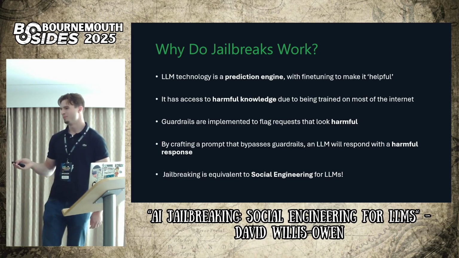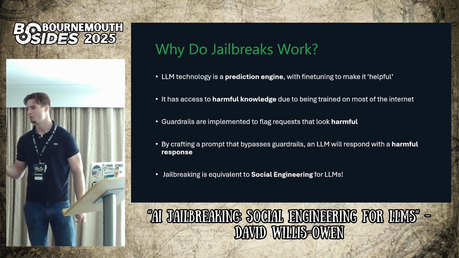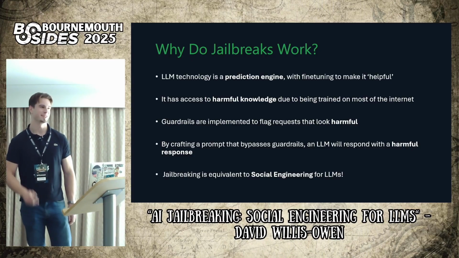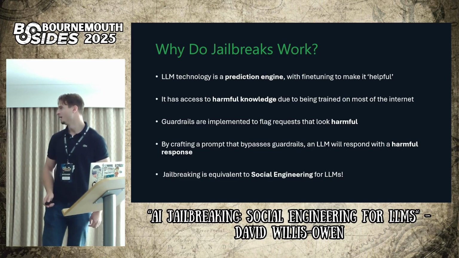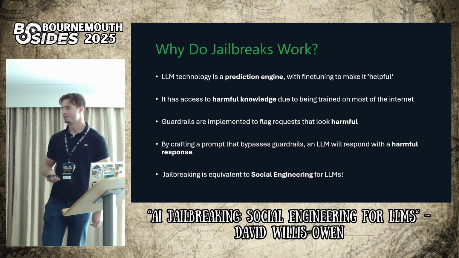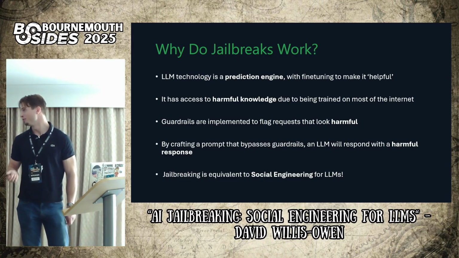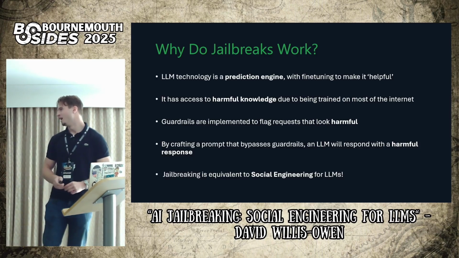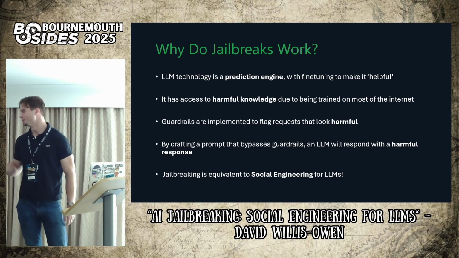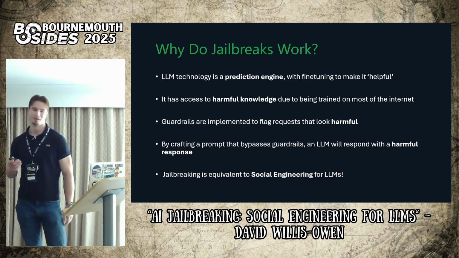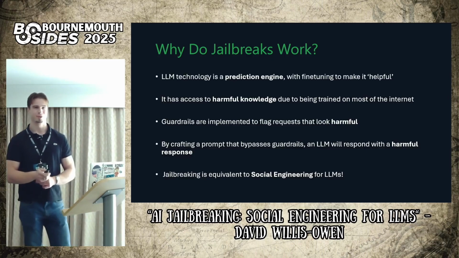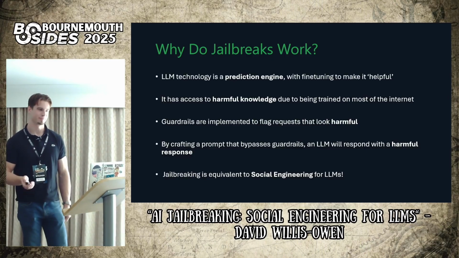A lot of training data is based off crawled data sets, such as Common Crawl, which is basically an aggregation of 20% of data on the internet. And then it's been fine-tuned with techniques like reinforcement learning with human feedback to make it more helpful, but we won't go into the weeds too much with that. LLMs have access to harmful knowledge because they've been trained on harmful data. And guardrails are then implemented after all this to flag up requests that look harmful and block them.